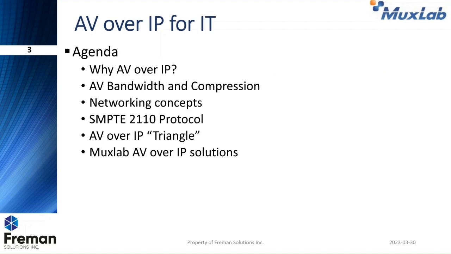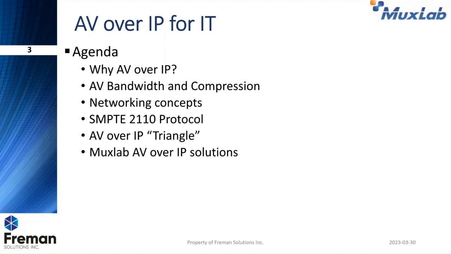So our agenda is number one, why do we even talk about AV over IP? The next point is going to be, why is bandwidth important? How do we measure it? And how do we compress signals to be able to put them into the network? Then we're going to look at some networking concepts, and we're going to make a sidetrack into one protocol for transport of AV signals on the network from SMPTE 2110, because it's extremely relevant to Pro AV today, even though it is a broadcast kind of protocol.